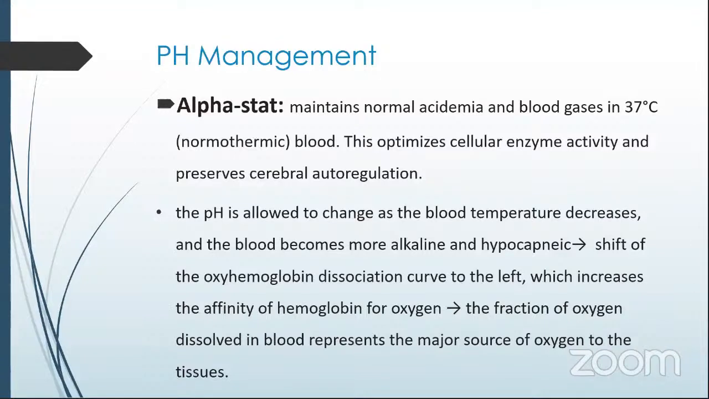In the alpha stat strategy, we allow the pH to change as the blood temperature decreases. So we allow the blood to become more alkaline and more hypocapnic. And this will shift the oxyhemoglobin dissociation curve to the left, will increase the affinity of hemoglobin to oxygen and decrease the release of oxygen to the tissue. So the fraction of oxygen dissolved in the blood will represent the major source of oxygen to the tissue.